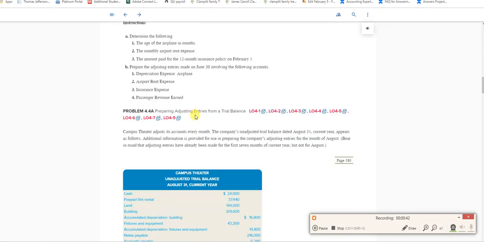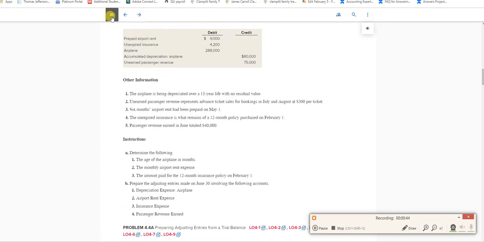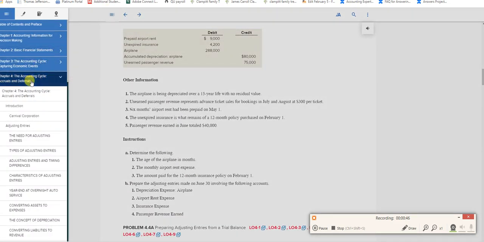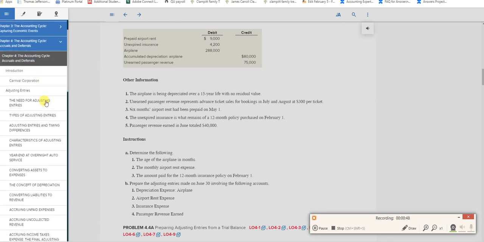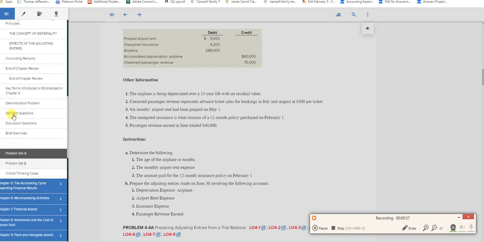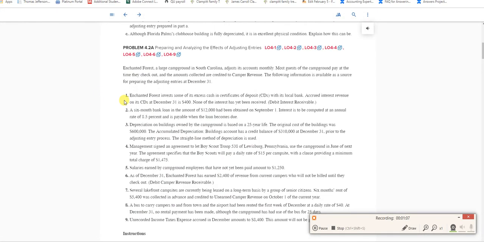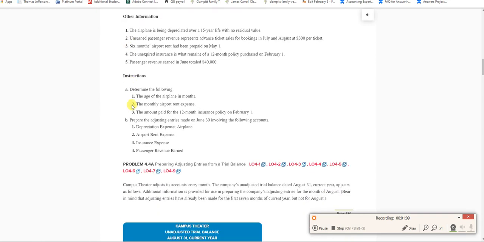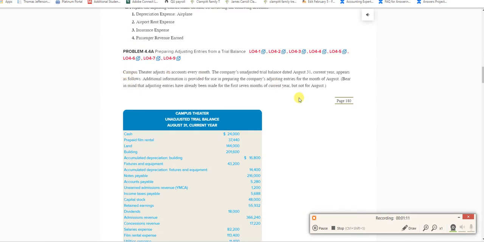Okay, it looks like this. If you go to this little thing there, you can get the chapters off to the side. You can click on chapter 4, scroll down, and you can see there are brief exercises, all the places in the chapter, so you can print out some additional homework. Demonstration problems are good, so I'm going to go to problem set A, and I'm going to go to problem 4.